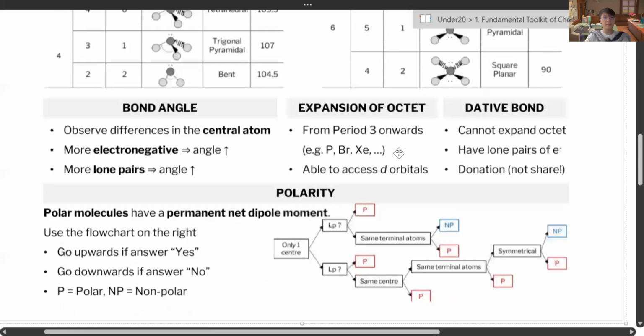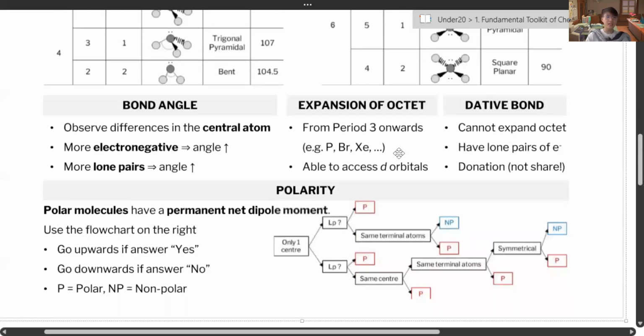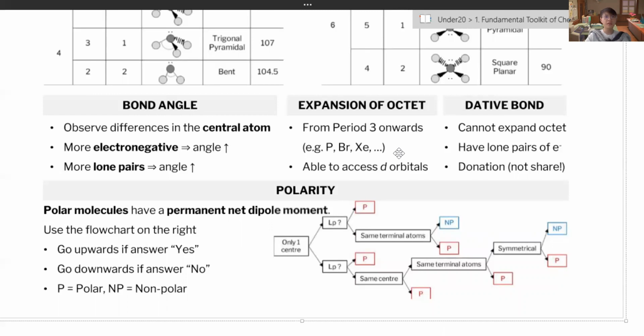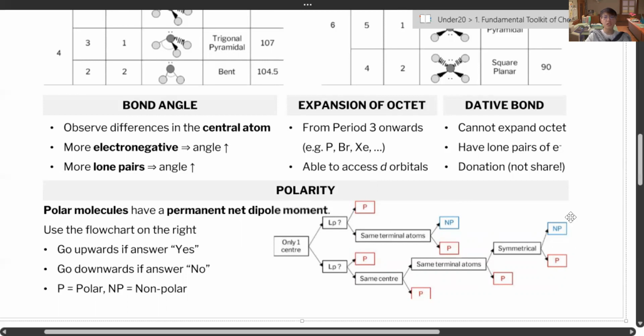Okay, next we look at polarity. Polarity is an important concept when we look at physical properties, right? Polar molecules have something known as a permanent net dipole moment, which just means a permanent overall charge kind of thing. It's an analogy, but yeah. I came up with this flow chart that you can use. Basically, you just follow the instructions and it will tell you whether it's polar or non-polar.